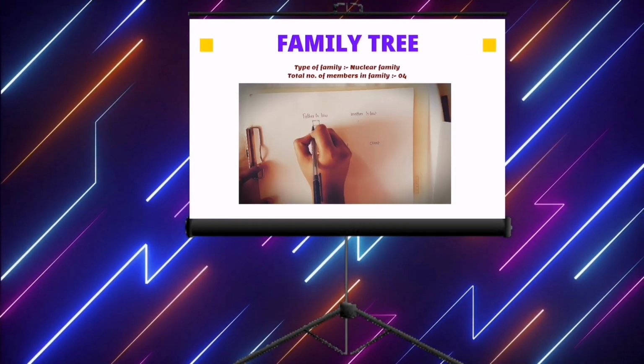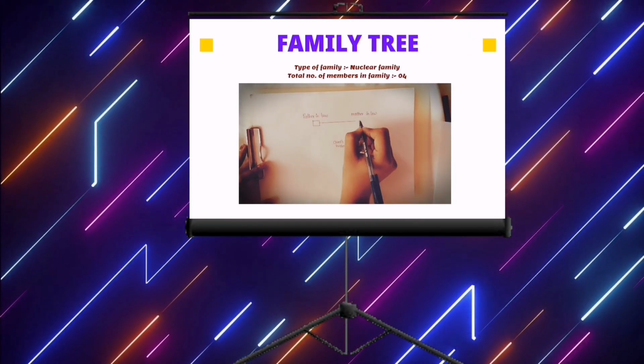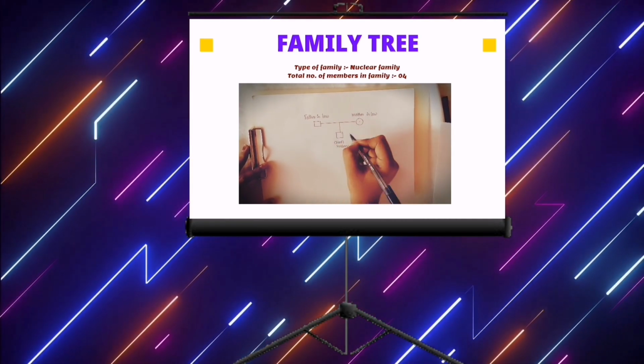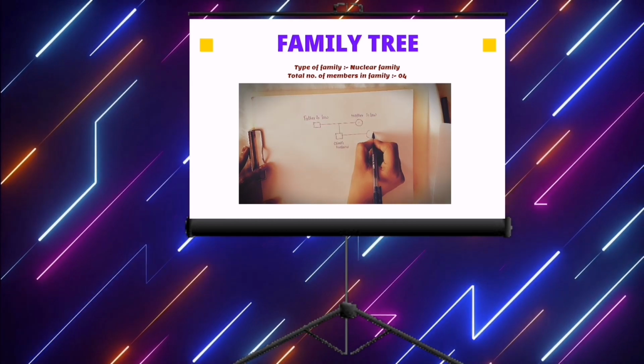Do you have any history of congenital or hereditary disease in your family? No. Anyone in your family had multiple pregnancy? No. So now let us formulate a family tree on the basis of information given by Mrs. Radhika Mishra. Mrs. Radhika belongs to a nuclear family consisting of 4 members. Those are father-in-law, mother-in-law, client's husband and client.